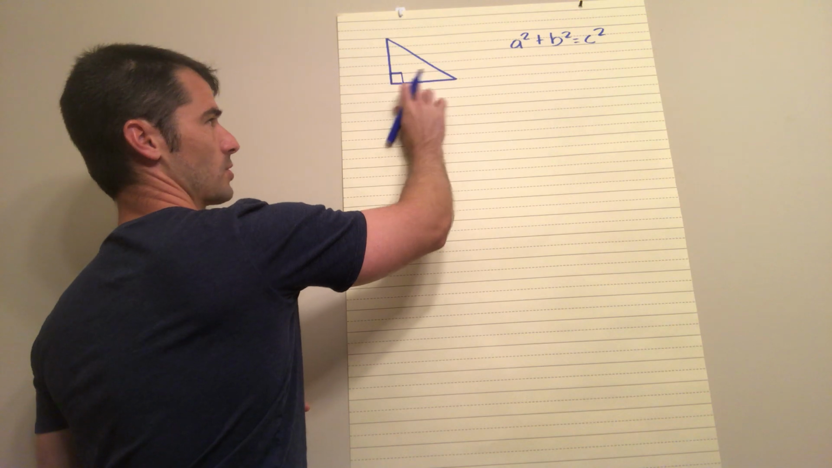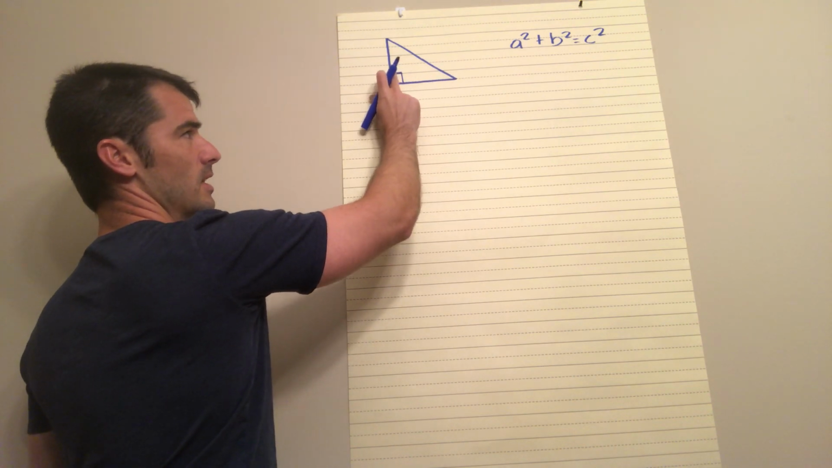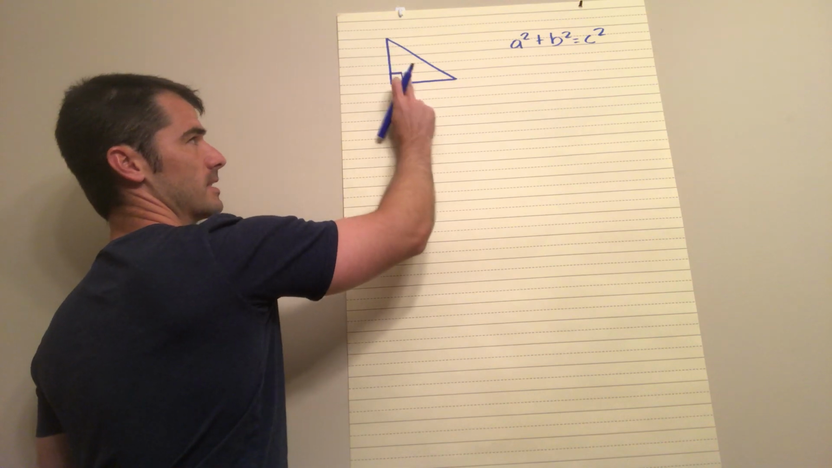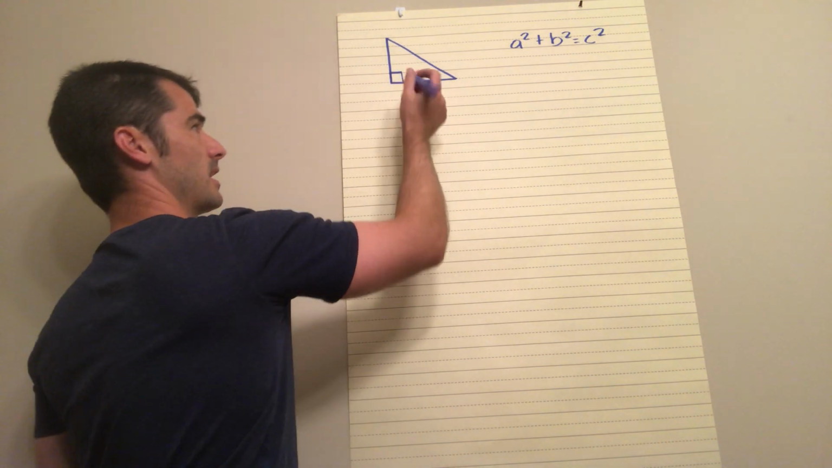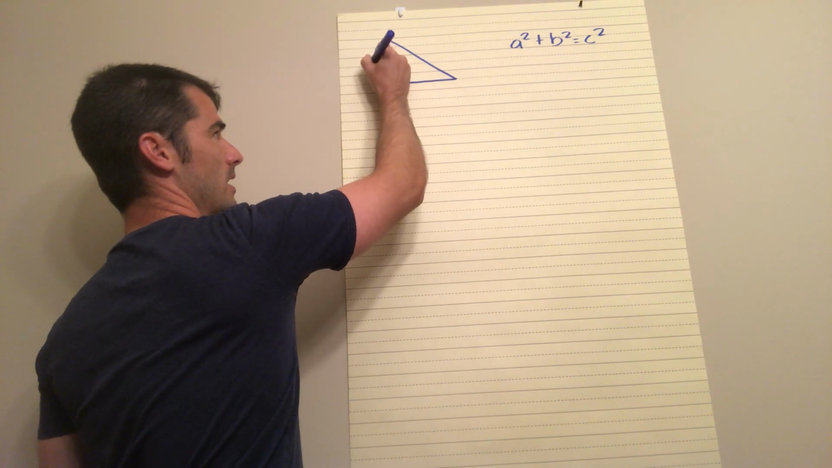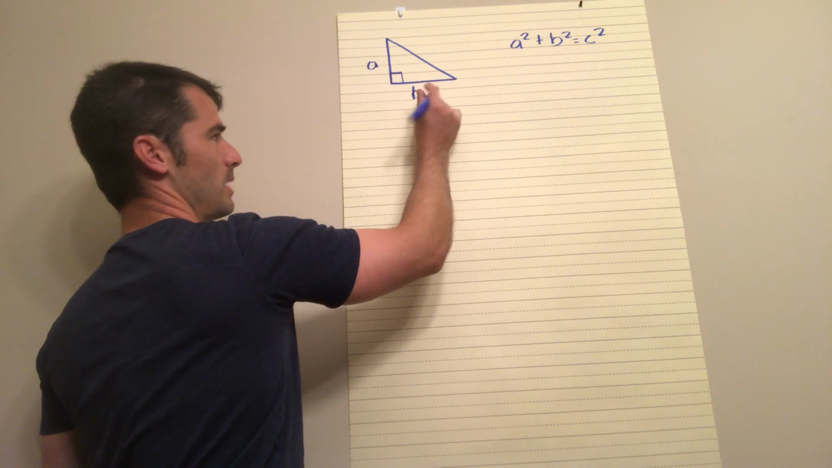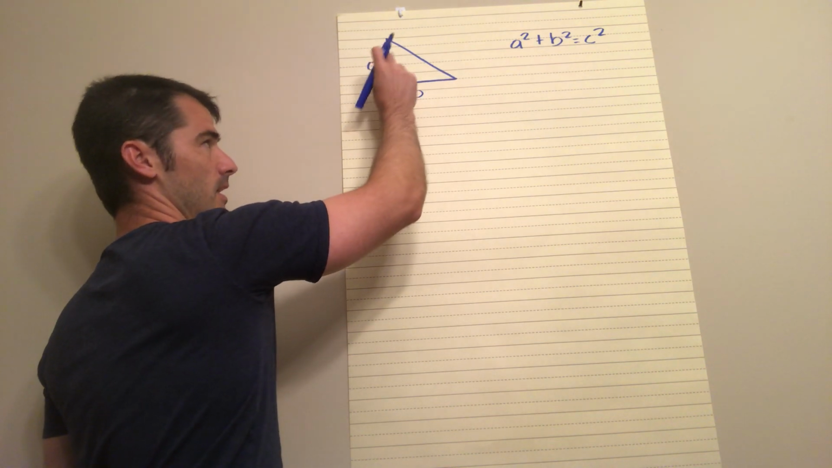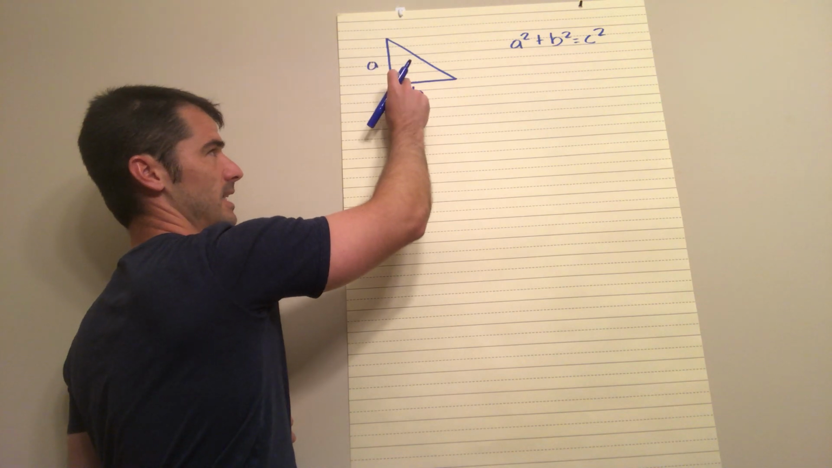Okay? The two shorter sides, and this is really important, the two shorter sides will always be connected to this right angle. So these two lines touch the right angle, and those shorter sides are called legs, and the letters we use for those are A and B. Now it didn't matter which one of those I labeled A and which one B. That could have been A and that could have been B, as long as I put them on the two lines where the right angle is touching.